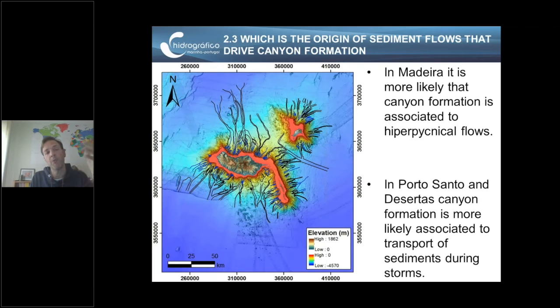In Madeira, which is a very big island, there is very high subaerial drainage. Probably what is forming the canyons, I mean the flows in the canyons, are associated with the hyperpycnal currents from the streams. In Porto Santo, we don't have any well-developed subaerial drainage. In the Desertas there is no subaerial drainage at all. Probably what is forming the flows that reach the slope are the storms that are transporting sediments offshore.